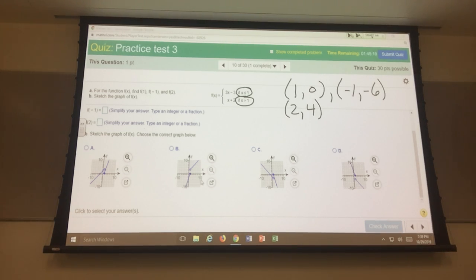So A and B are both positive slope, right? So again, 50% chance of getting it right already. Then, if we look at this portion, we see that x is less than or equal to 1. That means the first part should end in a closed circle. Then, x is greater than 1 means the second part should start with an open circle. So it has to be B. Then, check to make sure these 3 points fall on this graph. But that should do it. Did that help?